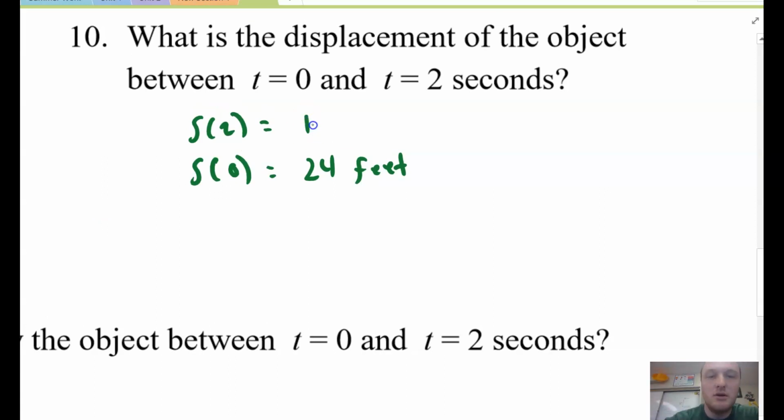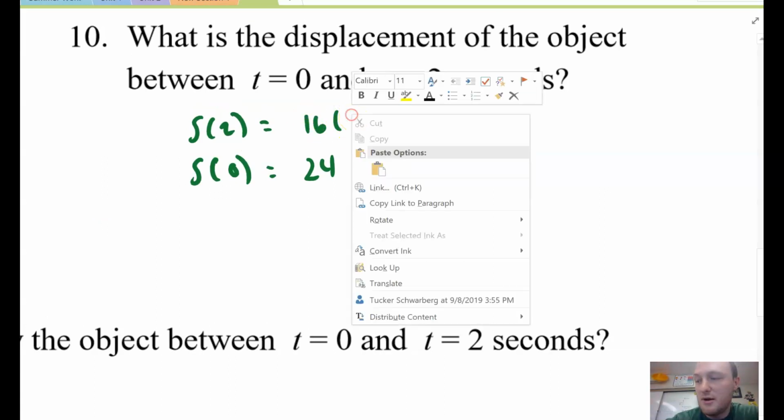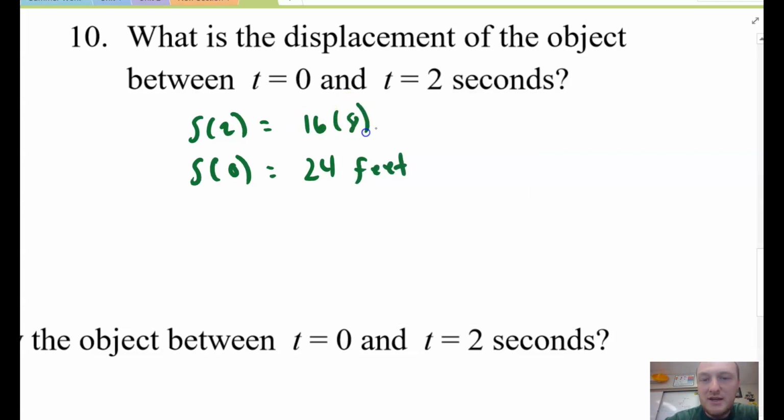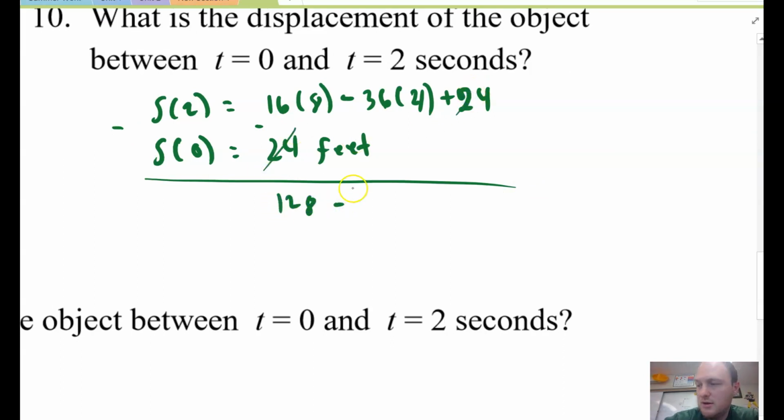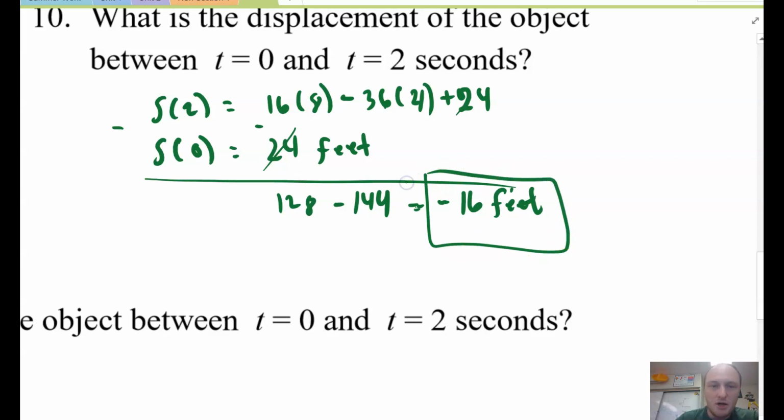Okay, so 16 times 2 cubed, which is 8, minus 36 times 2 squared, which is 4, plus 24. Okay, and I'm going to subtract these, right? So I'll just subtract these two, because that is displacement. Okay, our 24s cancel, and we get 128 minus 144. And this is negative 16 feet. Okay, so that is our displacement.